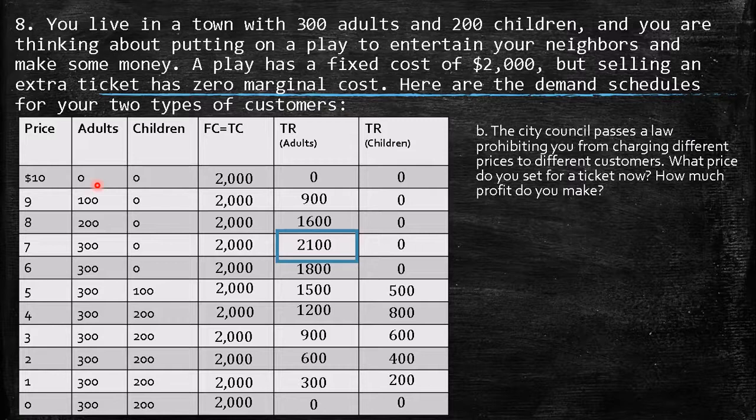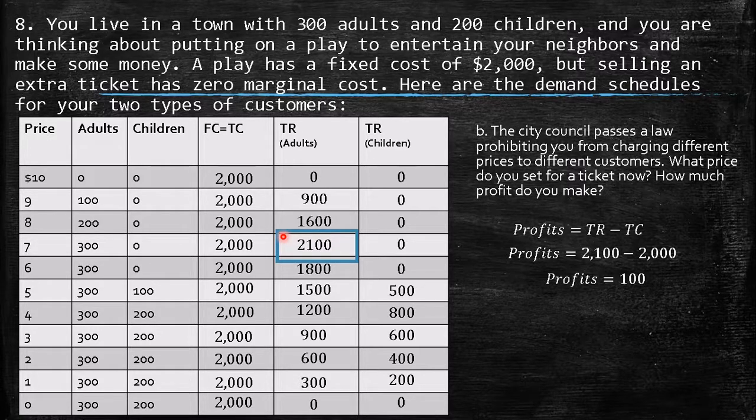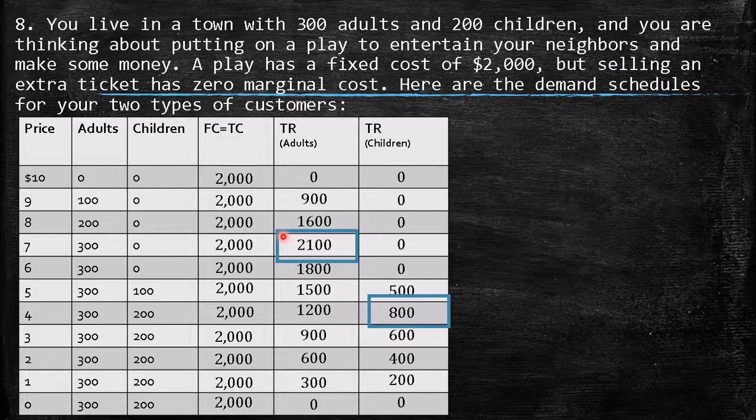The second question says, the city council passes a law prohibiting you from charging different prices to different customers. What price do you set for a ticket now? How much profit do you make? In that case, we are just going to take advantage of the adults, and the children won't consume anymore. So the total revenue is 2,100 minus 2,000, which is the fixed cost. There is definitely a change in the profits, because it's associated with the no consumption of the children.